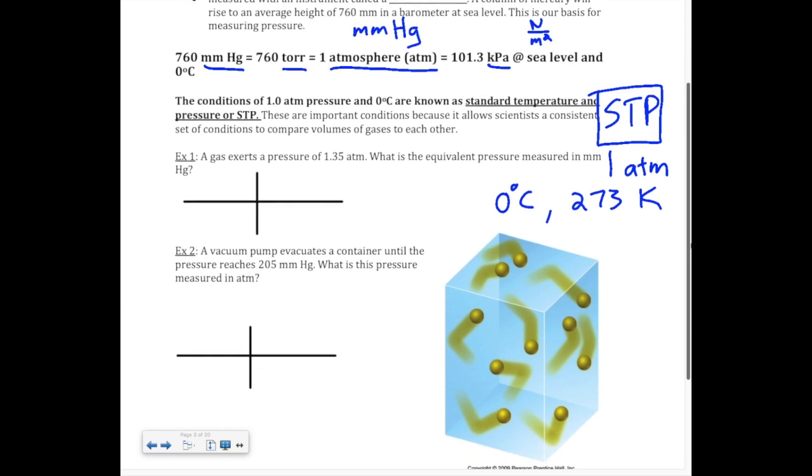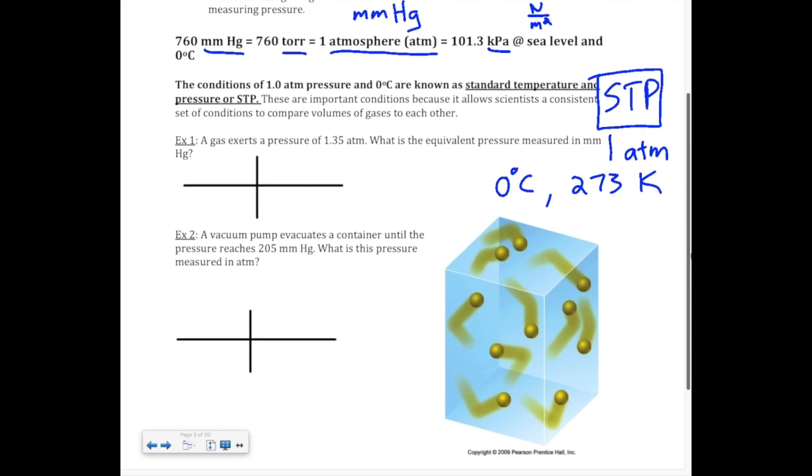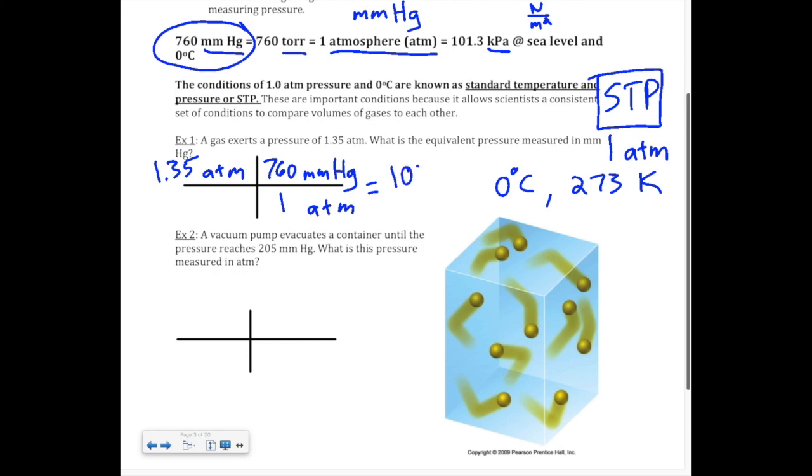So let's do example number 1. A gas exerts a pressure of 1.35 atmospheres. What is the equivalent pressure in millimeters of mercury? So this is just a unit conversion, 1.35 atmospheres. I just need to convert atmospheres to millimeters of mercury. It's just the easy two-step process. And we know from our equation above that 760 millimeters of mercury is 1 atmosphere. So just multiply the two of them, and we end up with 1,030 millimeters of mercury.